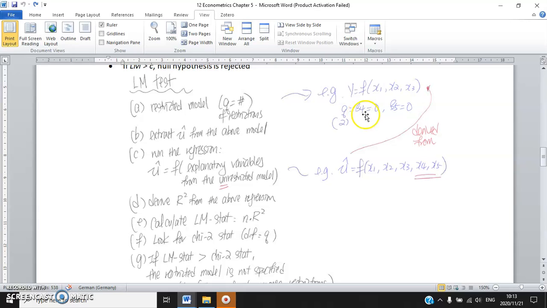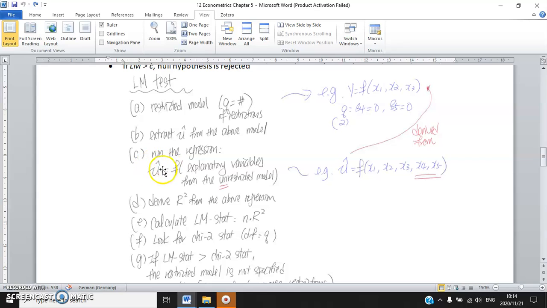So in other words, I impose 2 restrictions, that b4 equals 0 and b5 equals 0, so that x4 and x5 would not feature in my restricted model. So Q stands for the number of restrictions imposed in the restricted model. And then I extract residuals from this restricted model. I have to do it because you don't have a computer with you when you write a bootcamp test. Then I run the regression.